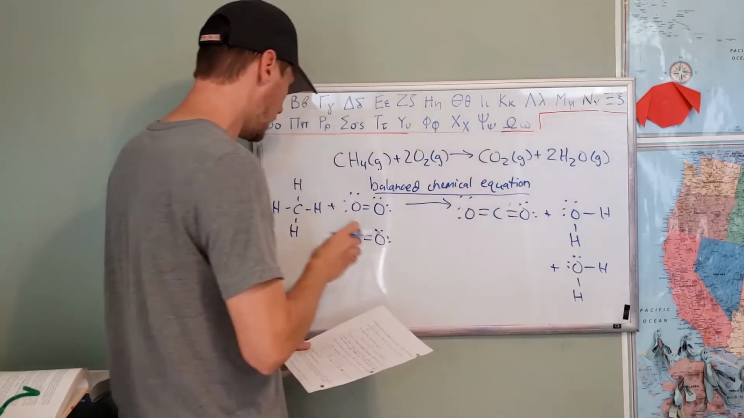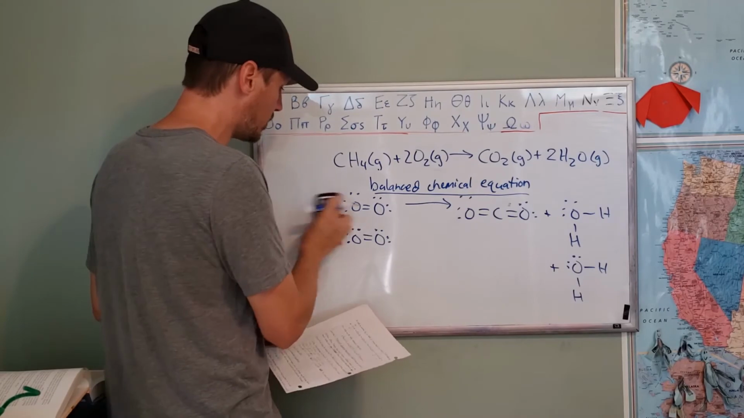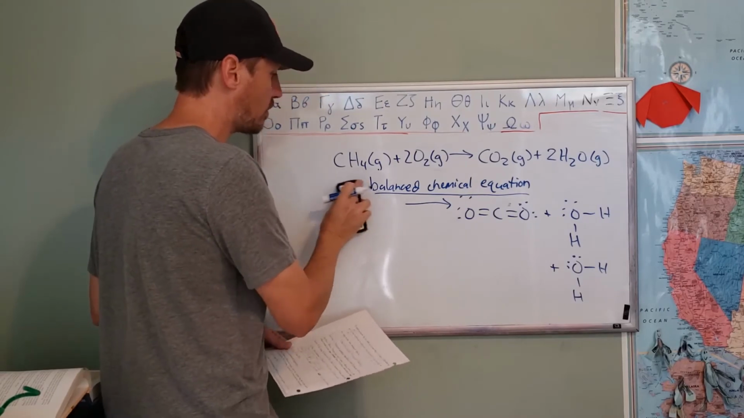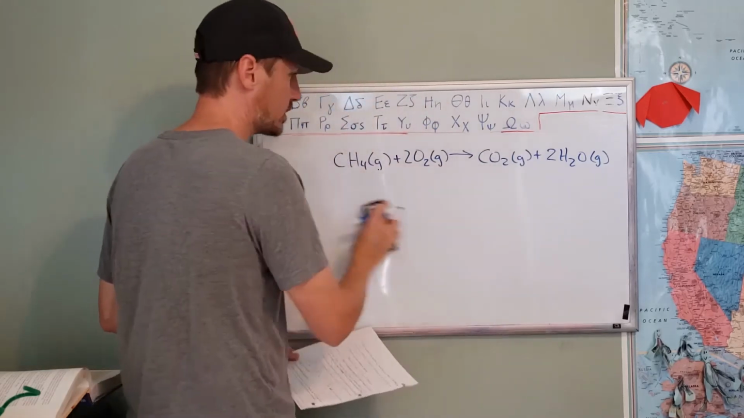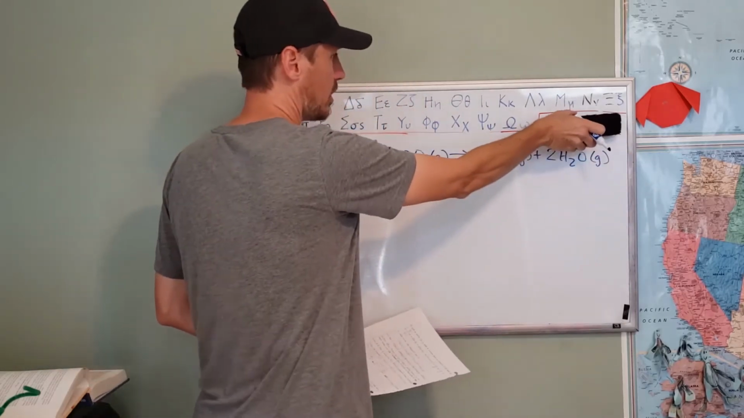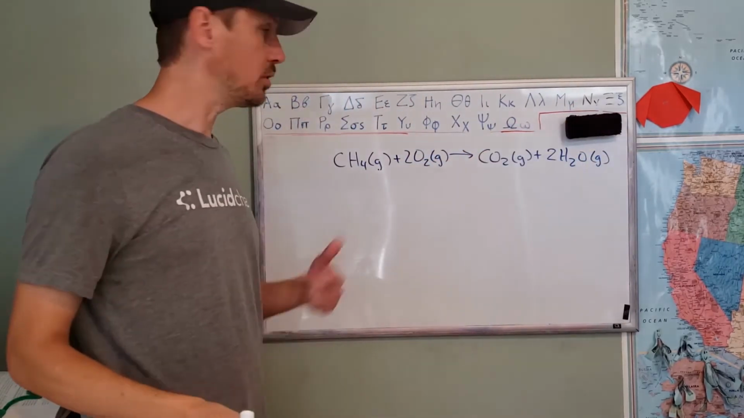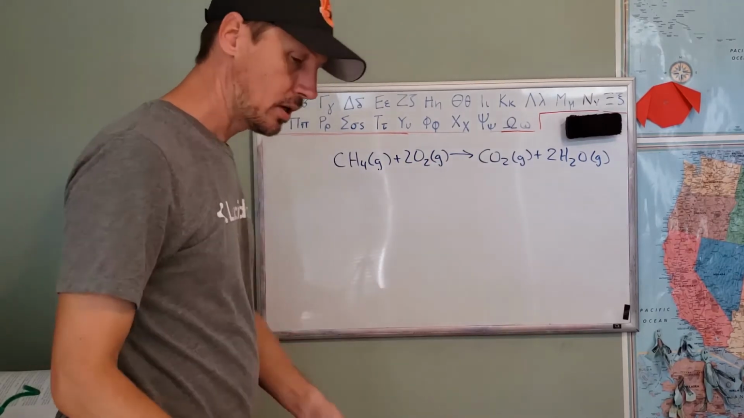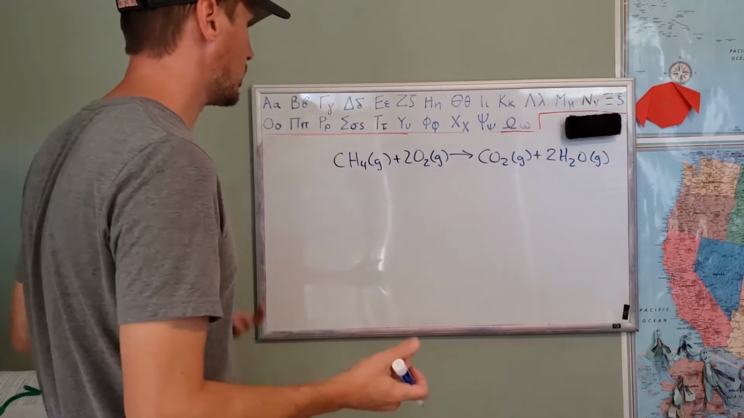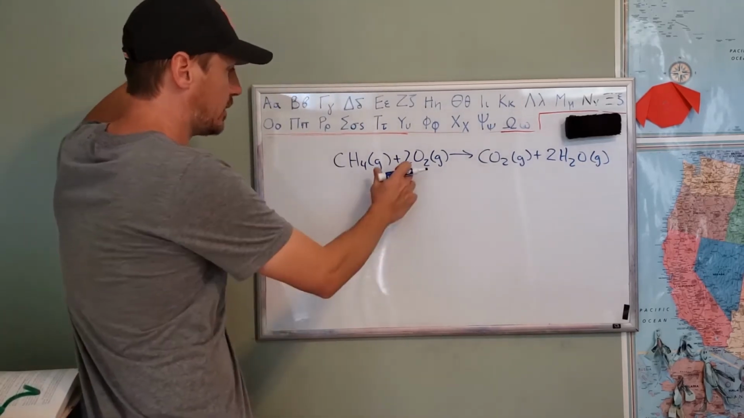So let's count the atoms. Let me show you how you would do that, so you can verify whether or not a chemical equation is in fact balanced. We just went through it, but you shouldn't have to draw out the Lewis structure to do that. You should just be able to look at the equation and count the atoms. So let's start with one that's a little simpler to explain, namely 2O2.